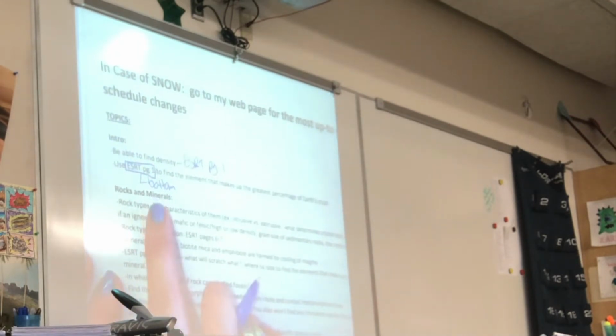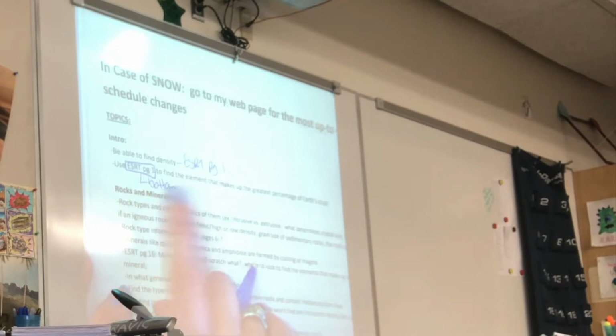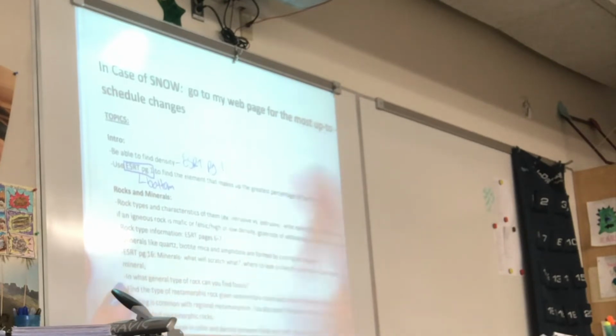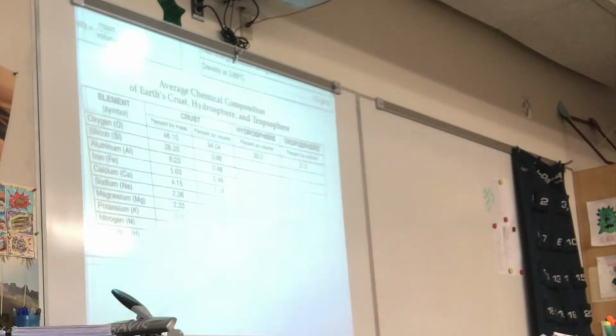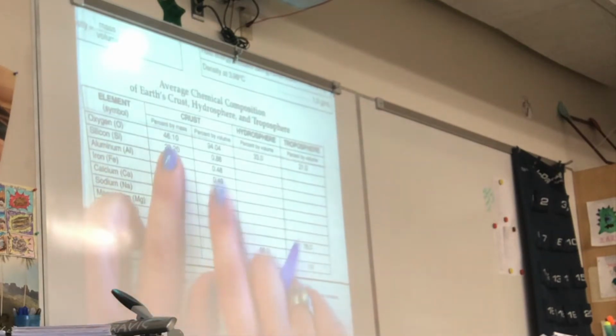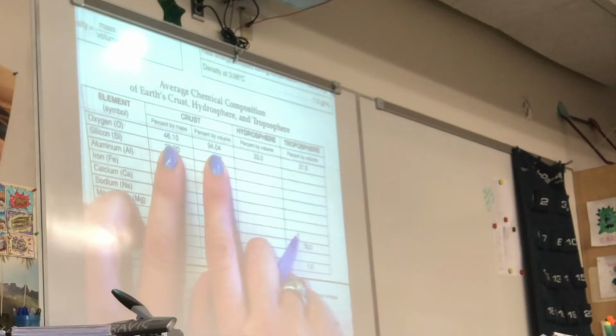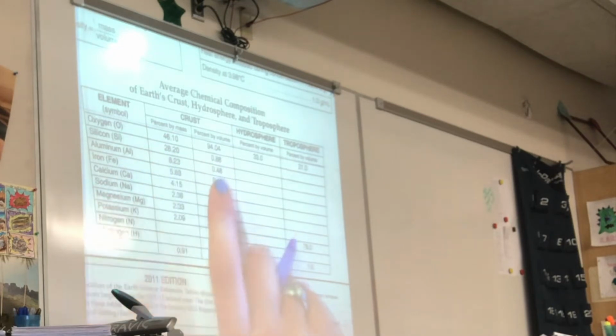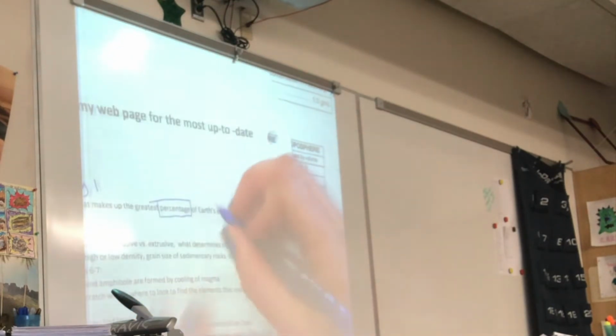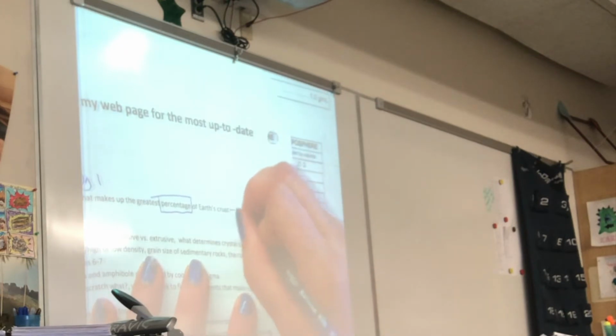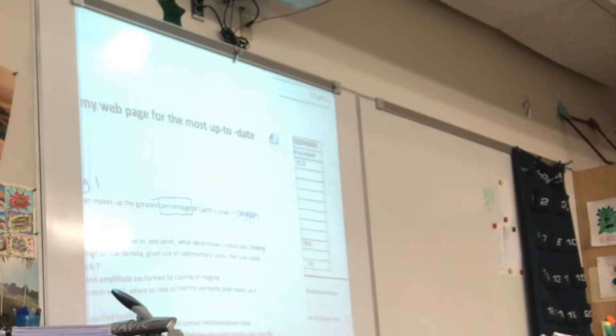Okay, so it says use ESRT page 1 to find the element that makes up the greatest percentage of Earth's crust. So be careful, because they do have different things. They have it by mass and by percentage, but it comes out to be the same. Earth's crust by far has the most oxygen, and then silicon. So maybe oxygen. If that's something you just memorize, fine, but something that you don't have to memorize because it's on the front page.